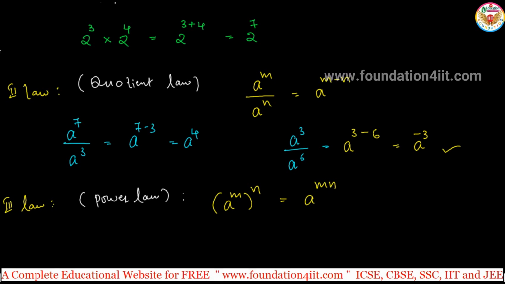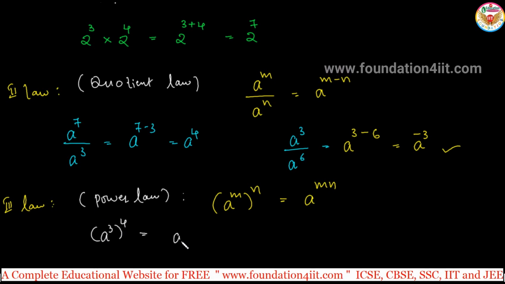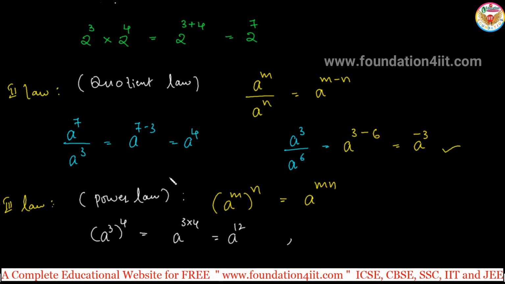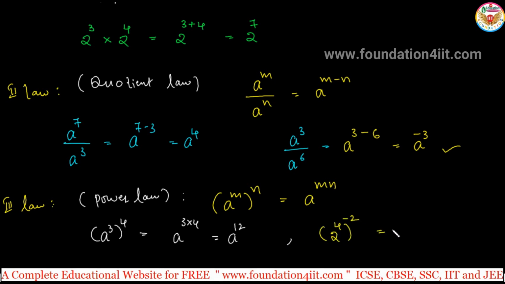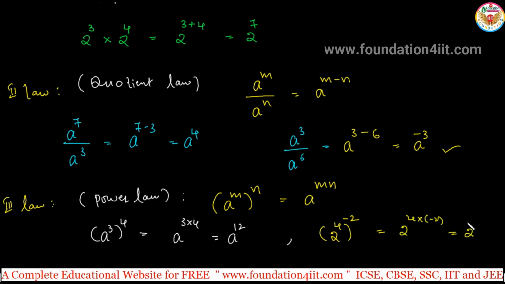Right? See the example: a to the power 3, all to the power 4. This is a to the power 3 into 4, that is a to the power 12. Even other examples, like 2 to the power 4, all to the power minus 2. We can write 2 to the power 4 into minus 2, 2 to the power minus 8, and so on.